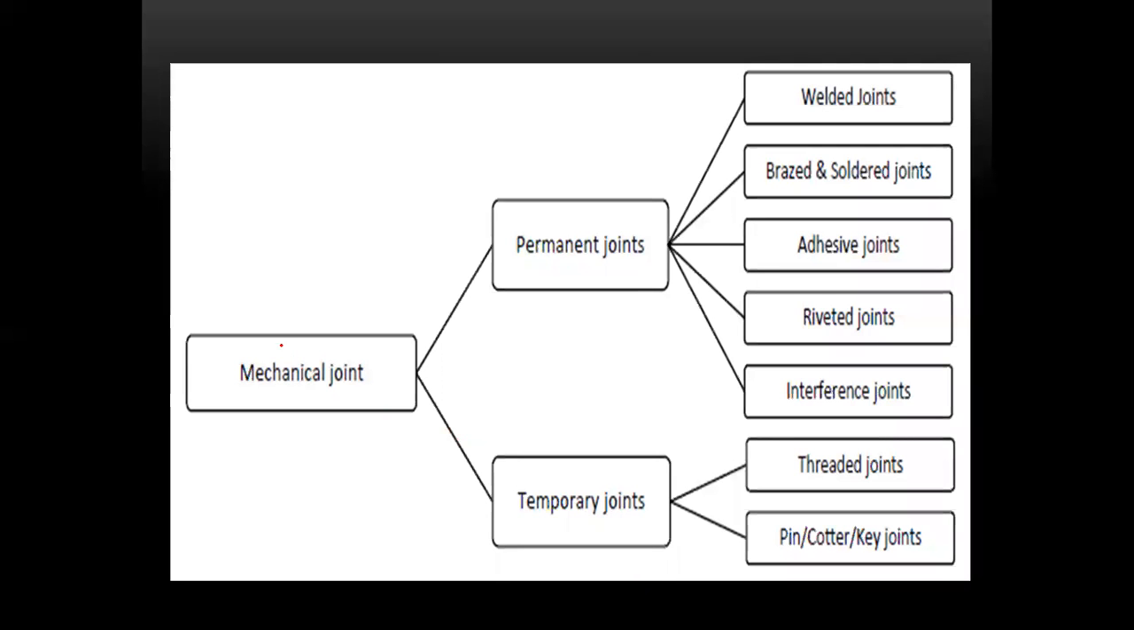Next, coming to the flow chart, a mechanical joint is of two types: the permanent joint and the temporary joint. You can write it in this way also: welded joints, brazed and soldered. These are the two welding applications. This is adhesive, meaning with a gum or some sort of resin component. Next, riveted joints, interference fit, threaded joints, pins, quarters, keyways. So this can be shown in this way.